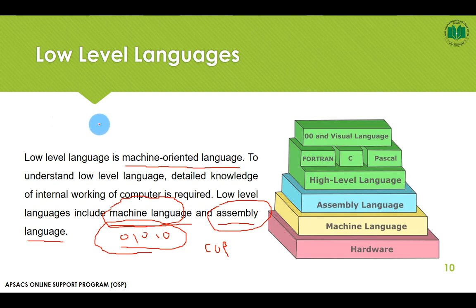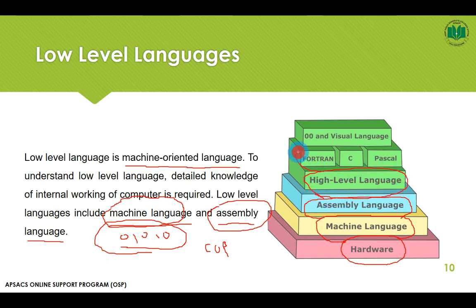As I said earlier, low level languages, or machine oriented languages, are languages which are easy for a computer to understand and difficult for a human being to understand. Low level languages are right above the hardware of the computer, and machine language is directly understandable. One step later is assembly language, which is easier to understand as compared to machine language. Then come the high level languages, which are very easy to understand.